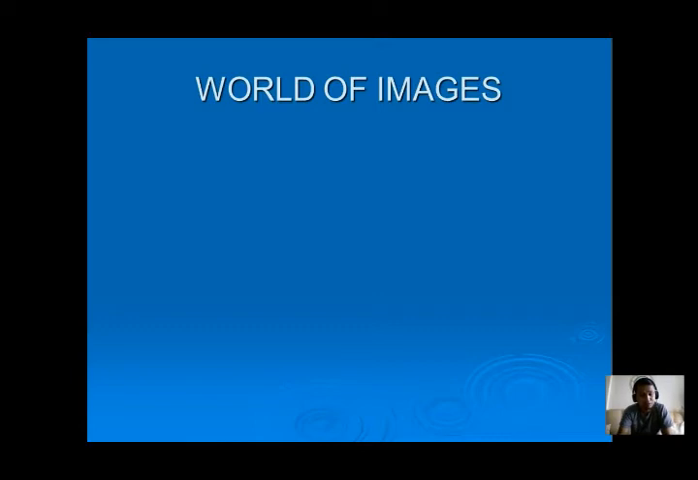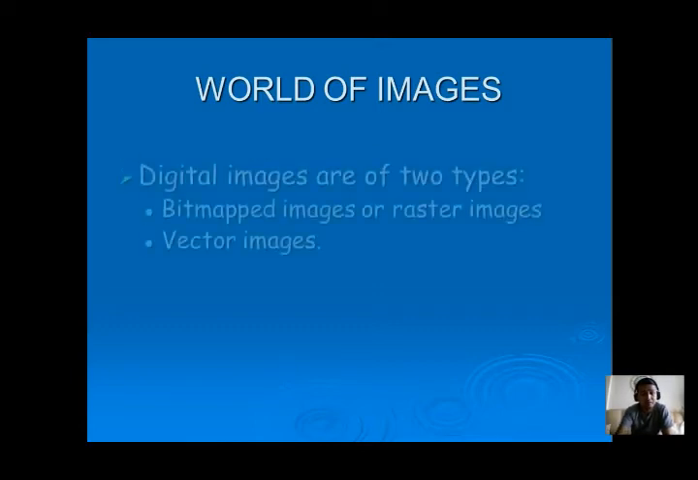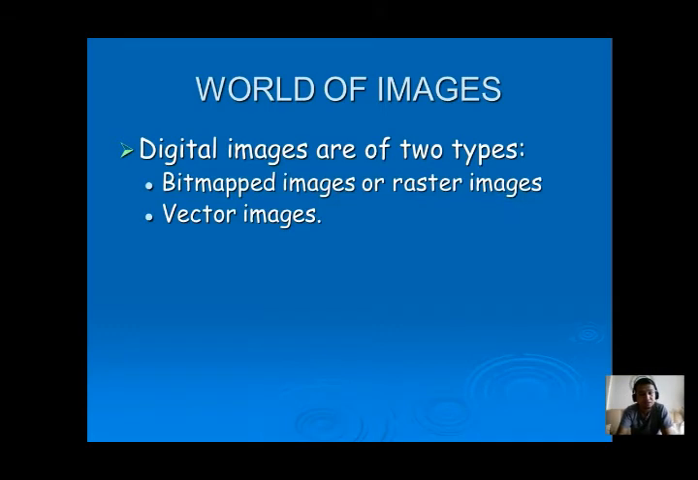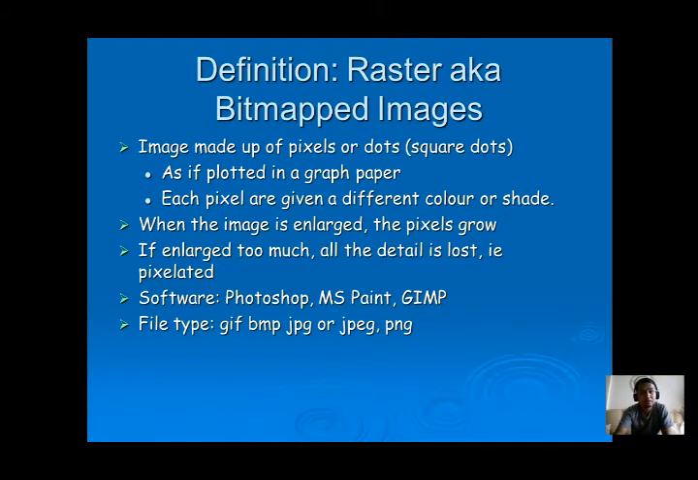Now there are two types of images, okay? And these images, which are digital in nature, are referred to as bitmap images or raster images, which you have been using all this while. And you have the vector images. Okay. So what is a raster image? A raster image is nothing but an image which is made up of pixels or dots. Wherein each of these pixels is given a different color or grade. And you can assume a raster image is nothing but an image which has been plotted in a graph paper.